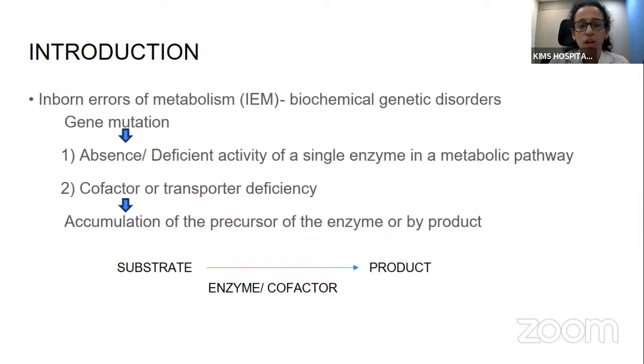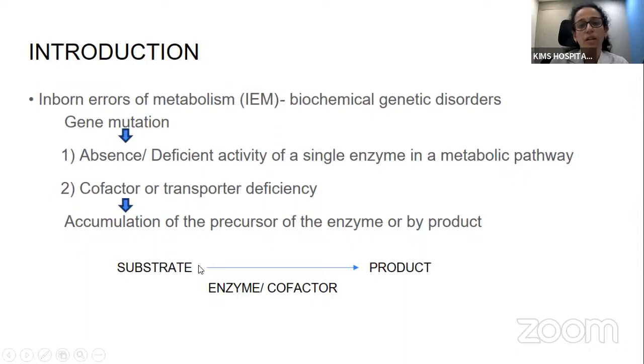So, what are IEMs? Inborn errors of metabolism are biochemical genetic disorders in which there is a gene mutation which leads to absence or deficient activity of a single enzyme in a metabolic pathway. Or it might also be a cofactor or transporter deficiency, which leads to accumulation of the precursor of the enzyme or the byproduct. That is, the substrate will be in excess if the enzyme or cofactor is deficient.